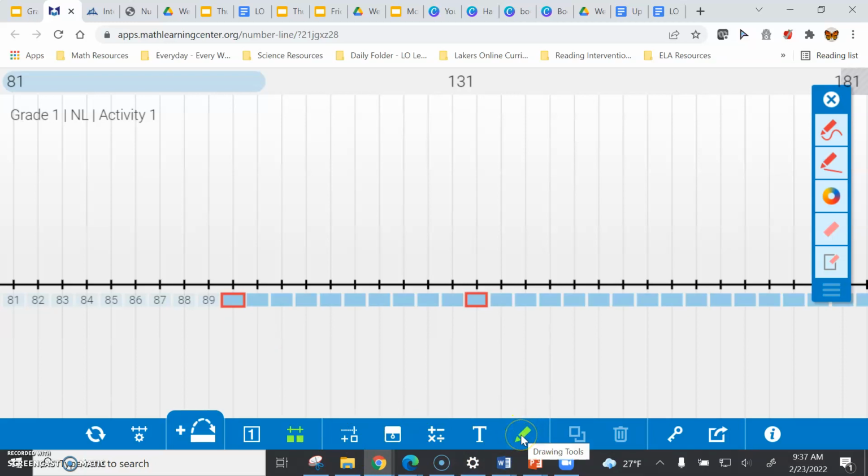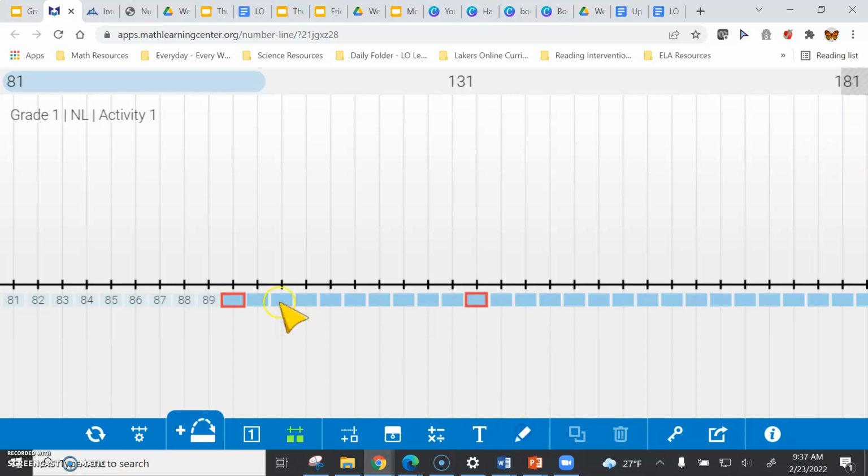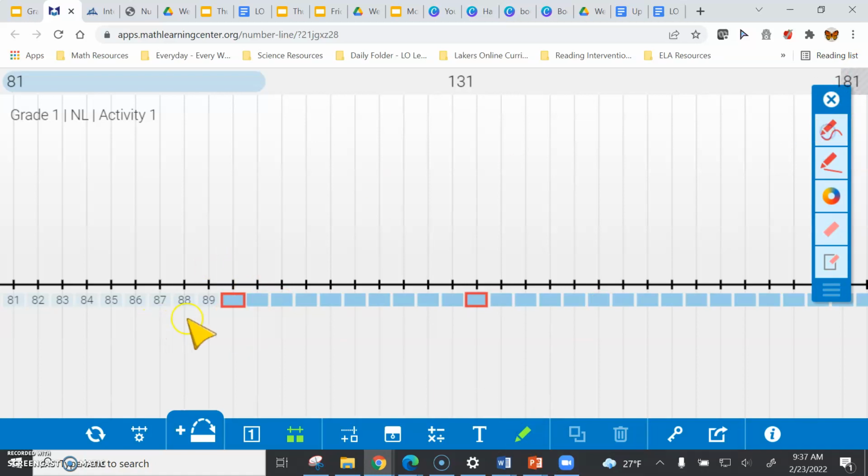Here's our chance. We have 89. What would that next number be that comes after 89? If you said 90, you are correct. 90. My 9 looks weird. Then we have, what are the numbers to go from 90 all the way down to this box that's red? Can you help us figure those out?